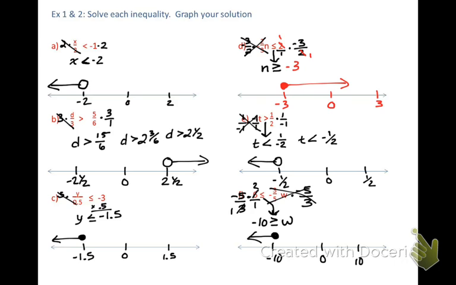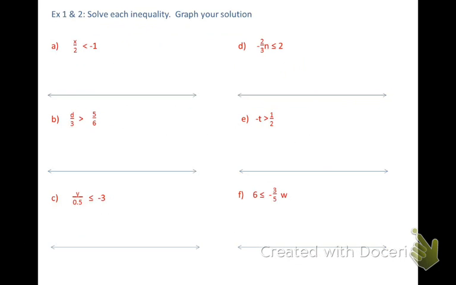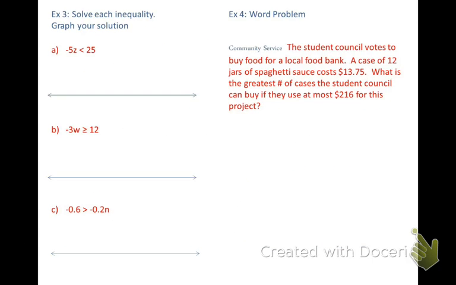All right, let's try the next one. We have -5 multiplying to z, so I'm going to divide by -5 to both sides. Again, I'm dividing by a negative, so I'm going to flip my inequality around, so it's now z is greater than -5.